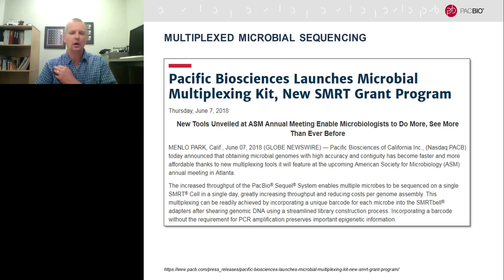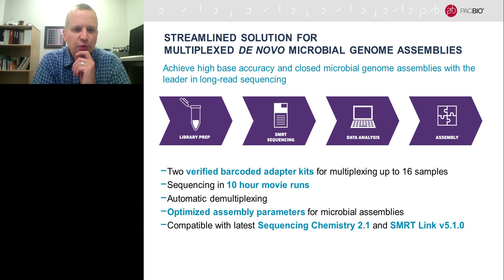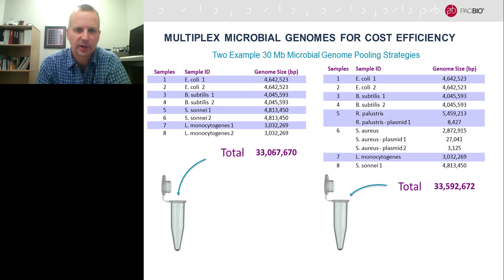To make this more accessible, and certainly to scale it concordantly with the Sequel throughput, which is much higher than what you would need for one particular bacterial strain, we launched back in June our Microbial Multiplexing Kit that allows you to pool numerous bacteria in one sample and sequence that in one reaction. So we have mature solutions all the way from library preparation, SMRT sequencing, data analysis, and assembly. We now have verified barcoded adapter kits that allow you to multiplex up to 16 samples, optimized assembly parameters, and detailed recommendations for streamlined solutions for these types of multiplex de novo microbial genome assemblies.